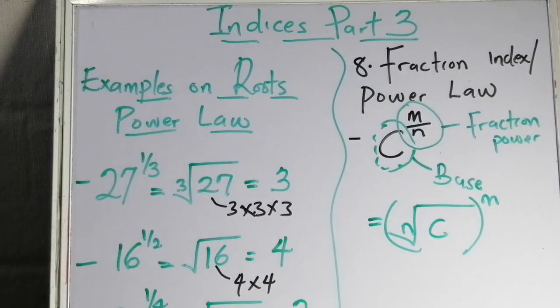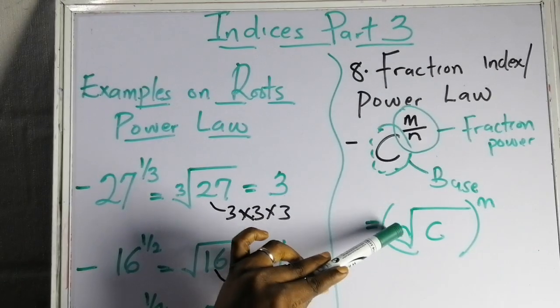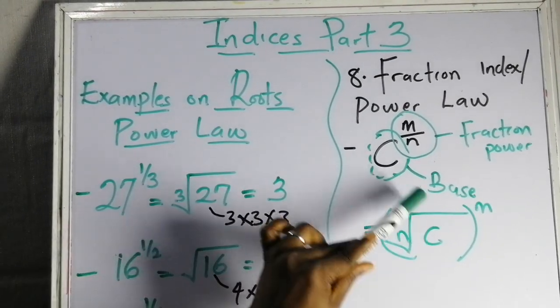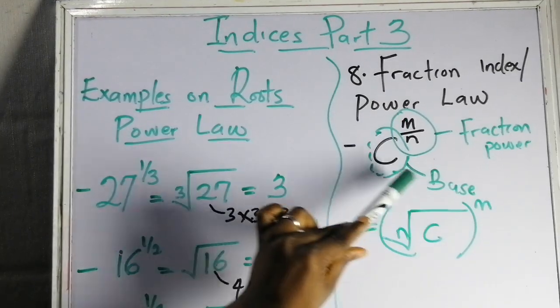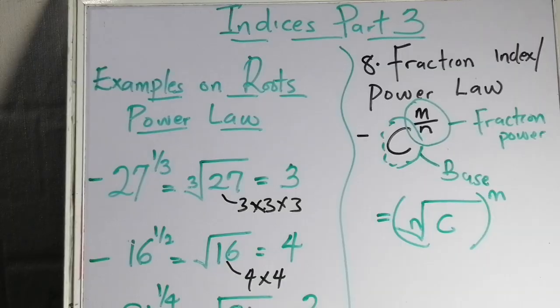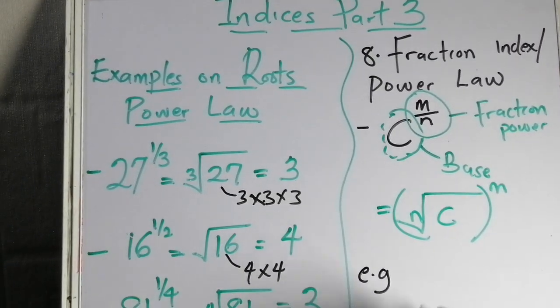So in this case, if you want to represent this, don't forget, for n will be here, which is what we've done under the power law. Then for the m at the top here, you bracket everything and raise it to the power of m. Let me give an instance here. If you have an example of this, you have something like this.